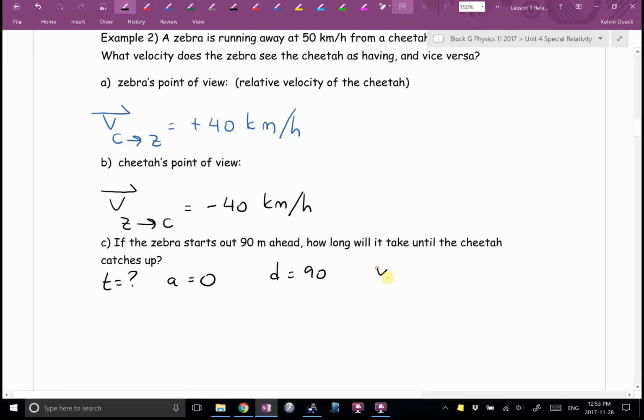So I'd like you to write V and then put a little REL as a subscript. What's the relative speed between, and I'm not saying velocity anymore, what's the relative speed between the cheetah and the zebra? What's the difference in speed, Morgan? You told me this earlier. 40. I don't care about the positive or negative. I'm looking for an equation that has a T, an A, a D, and a V in it. There is one.